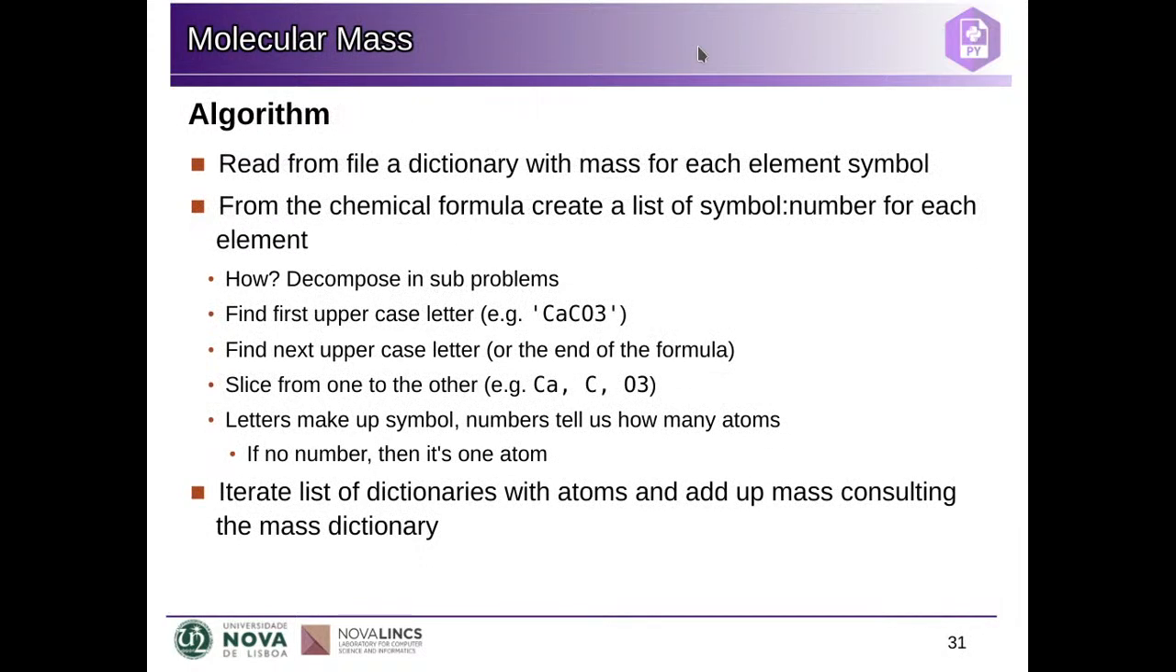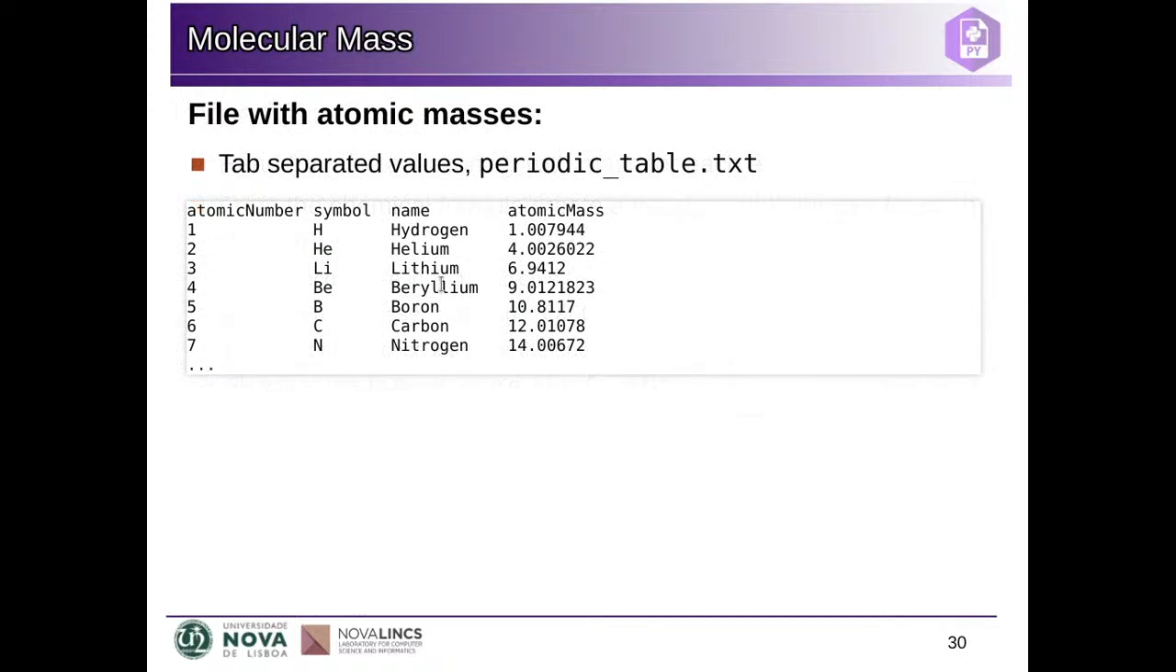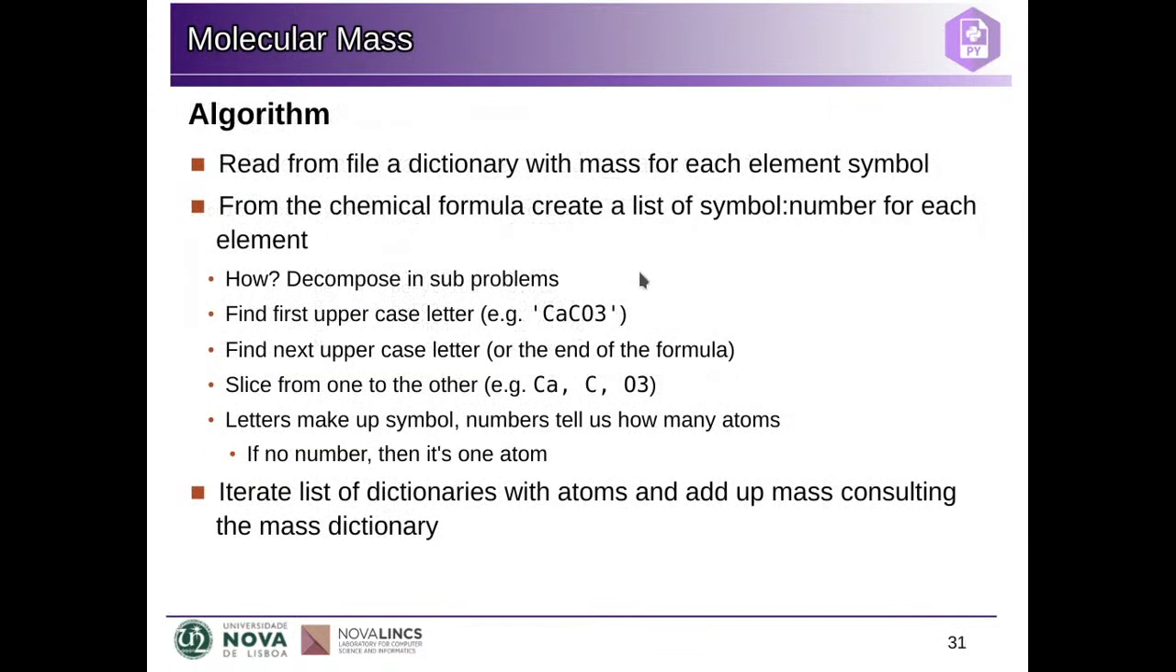So now we're going to think what we're going to do. We're going to read this file into a dictionary where we have the mass for each element. And then from the chemical formula, we're going to create a list with the chemical symbol, so the element, and the number for each element there. And to do this, we now have to think about how to break down this sub-problem into smaller problems.